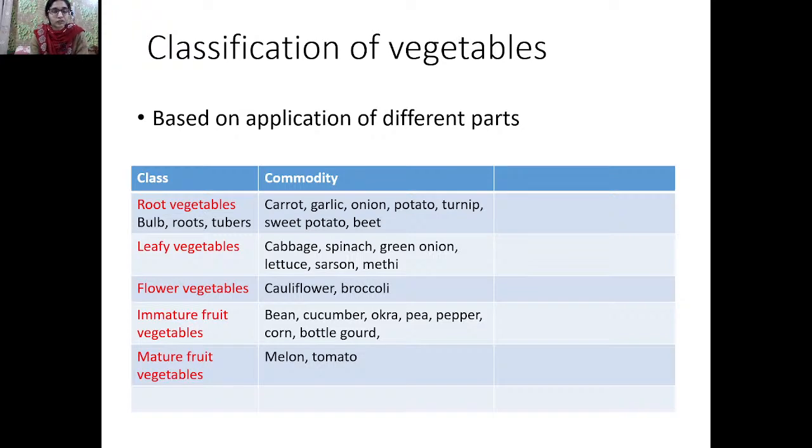So you must have studied in your lower classes too that vegetables are divided into root vegetables, leafy vegetables, flower vegetables, immature fruit vegetables, mature fruit vegetables. This we'll study in our classes in detail, how they have been classified and what is the basis of these classifications. Then you will be able to visualize things and memorize the commodities against their classes.